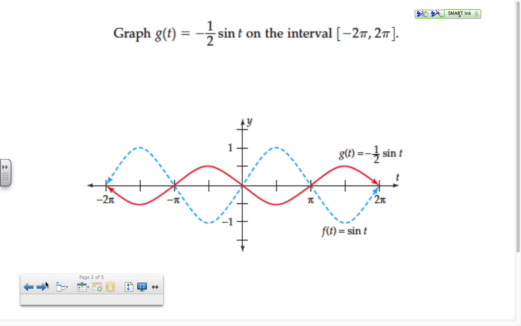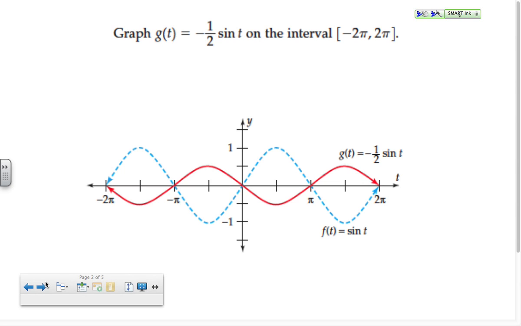Okay, next example. So we're going to graph negative 1/2 sine of t on the interval negative 2 pi to 2 pi. All right, so now this, you might have to draw some pictures. That's okay, all right? If you want to use your graphing calculator to help you draw those pictures, that's fine too. Again, but I want you to have a general sense of what's going on.